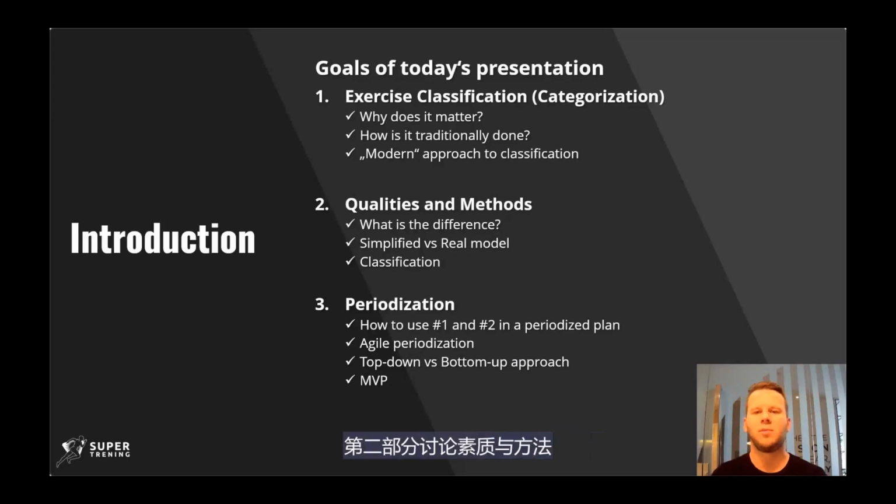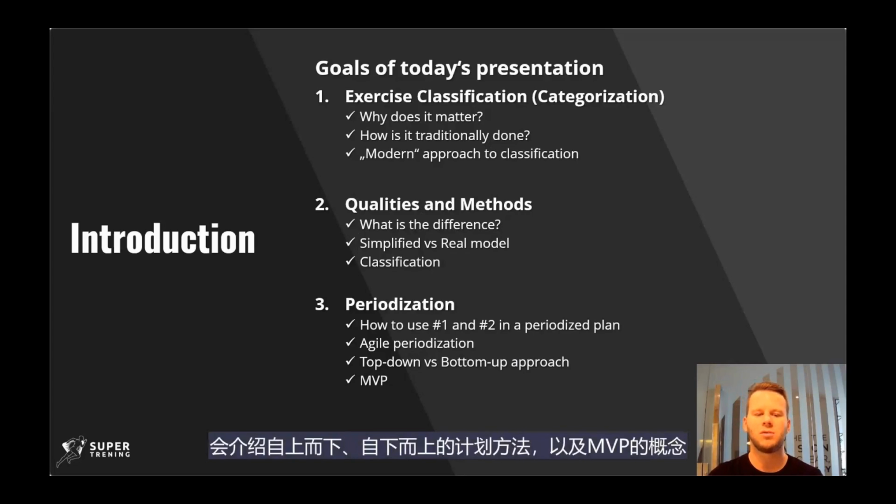The second part will touch upon qualities and methods. We will talk about the difference between one and the other. We will introduce a simplified versus realistic model, and we will also talk about classification of the qualities and methods themselves. We will wrap it up with the topic of periodization, how to use classification and qualities and methods in a periodized plan. We will introduce the concept of agile periodization, and we will talk about top-down and bottom-up approaches to periodization, as well as the concept of MVP.